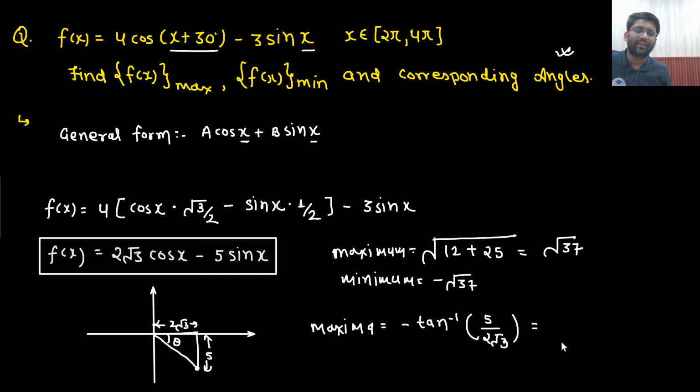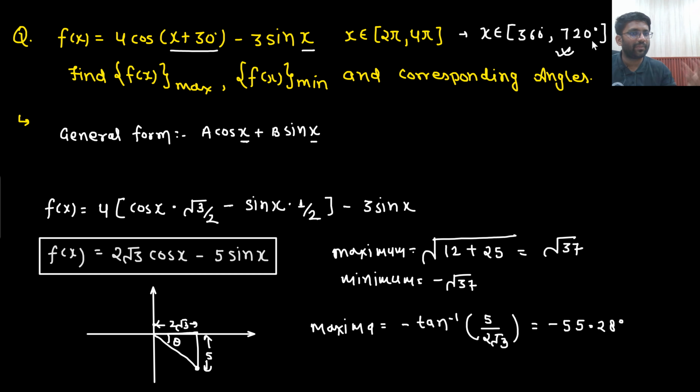So what is the answer we are getting? Minus 5 by 2 under root 3. Do the reciprocal, multiply with 5, do the tan inverse. So minus 55 degree is the answer we are getting. But is this answer correct? No. We are supposed to find the angle between 360 degree and 720 degree, no? Are you able to understand this point?